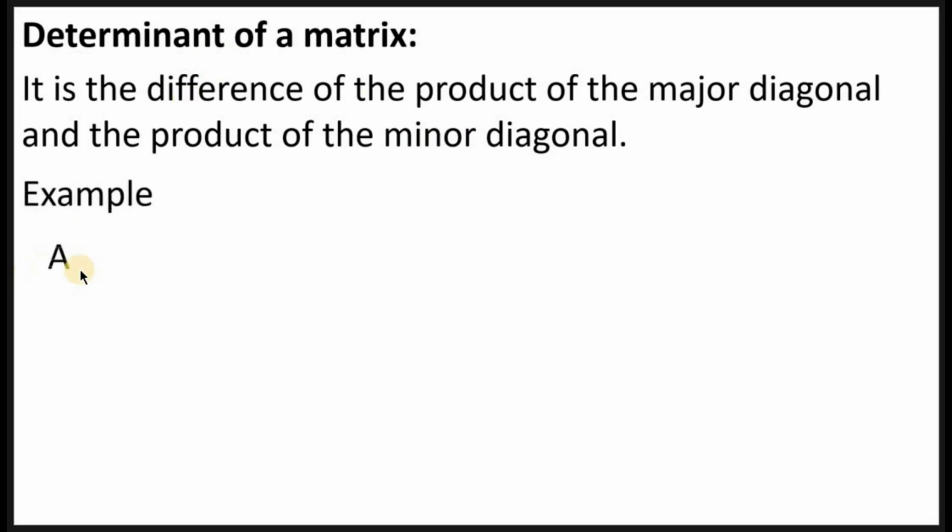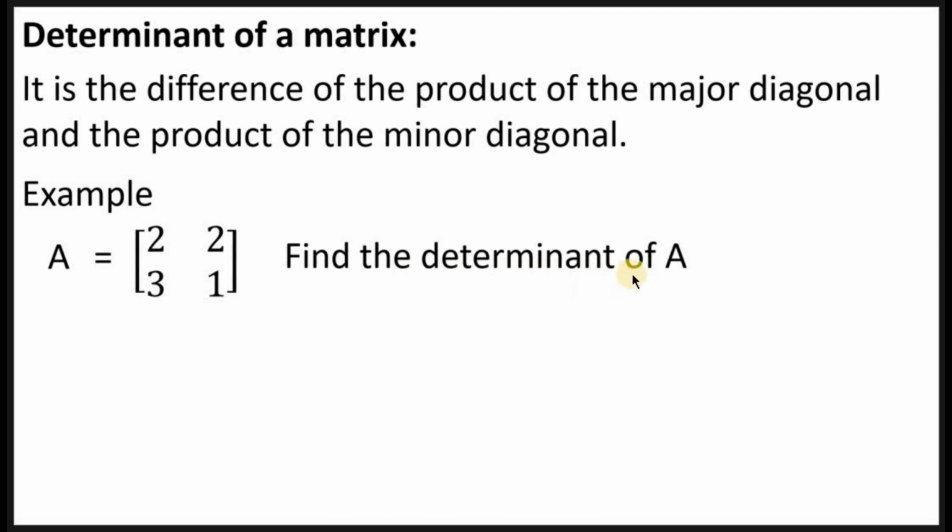Example, we have matrix A, which is these values. Then if the question says find the determinant of A, this is how you do it. Solution. We always abbreviate this determinant of A like this. We just write det A, which reads determinant of A.